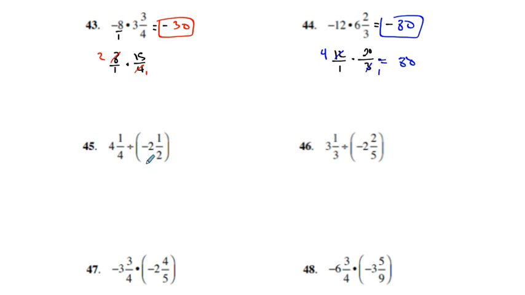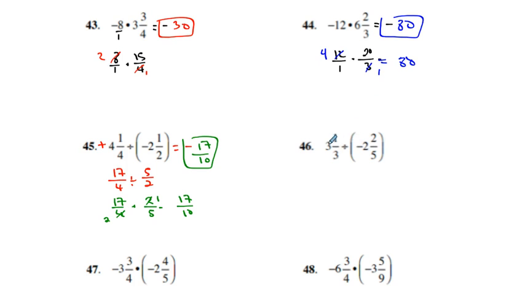Alright, so we got division here again. So 4 and 1/4. 4 times 4 is 16, plus 1 is 17, so 17 over 4. Divided by negative 2 and 1/2, or 5 over 2. I'm going to forget about the negative sign right now, because I know this is positive divided by negative is going to be a negative, so my final answer is going to be negative here. So I got 17 over 4 times 2 over 5. The 2 and the 4 simplify to 2 and 1. 17 over 10. So negative 17 over 10 is my final answer.